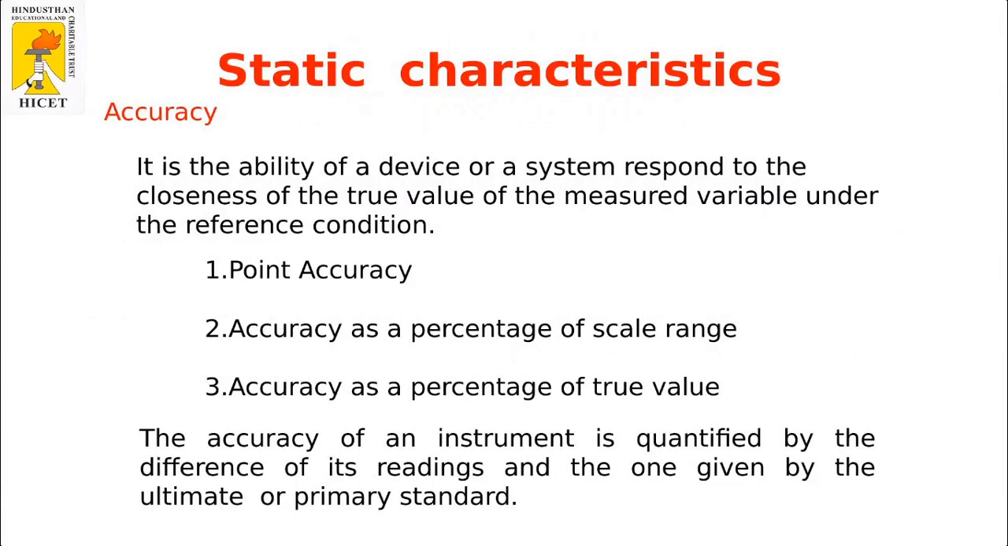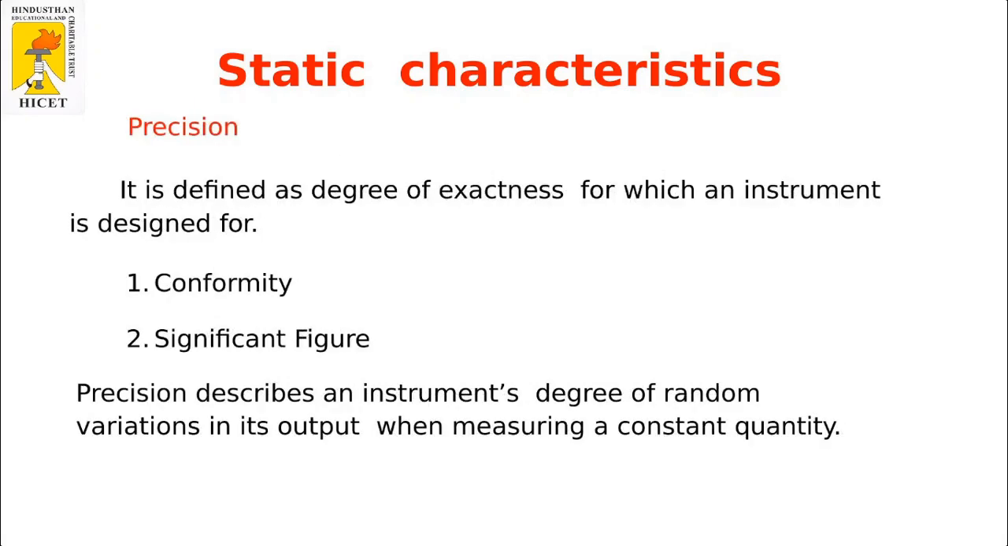Static characteristics. Accuracy: it is the ability of a device or a system to respond to the closeness of the true value of the measured variable under the reference condition. Point accuracy. Accuracy as a percentage of scale range. Accuracy as a percentage of true value. The accuracy of an instrument is quantified by the difference of its readings and the one given by the ultimate or primary standard.